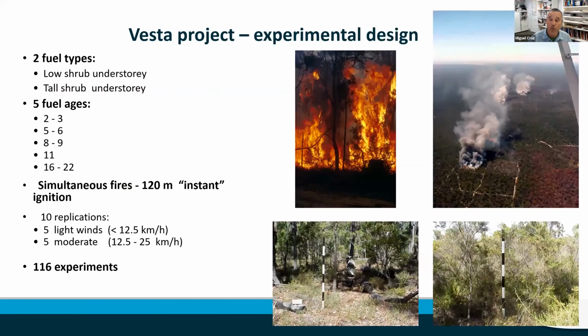So in terms of the data sets we had available for this analysis, for those that have not, or like me, that started working in fire here in Australia after Project Vesta was completed, these burns were conducted in WA about 20 years ago, or more than 20 years ago. There were 2 sites with 2 fuel types, one with a low shrub understory, another one with tall shrub understory. So, similar fuel types. They had 5 fuel ages to play with, from about 2 years to about 22 years.